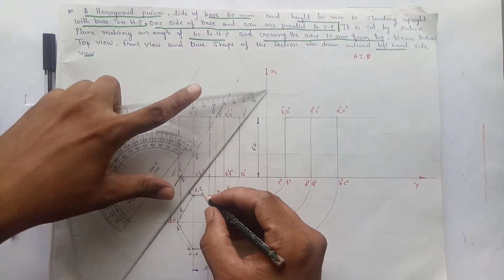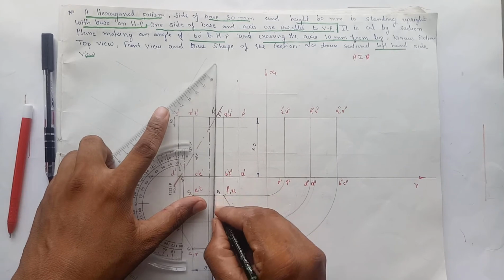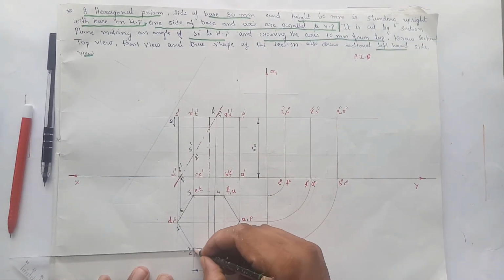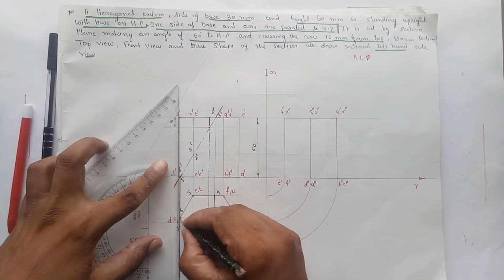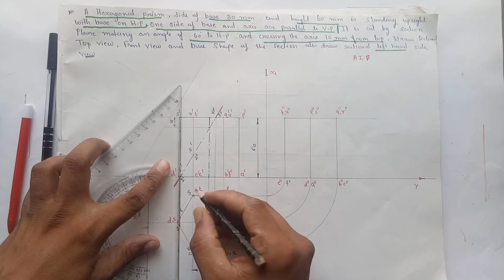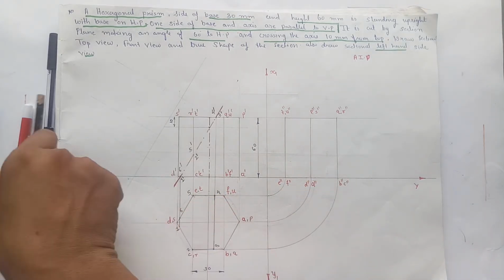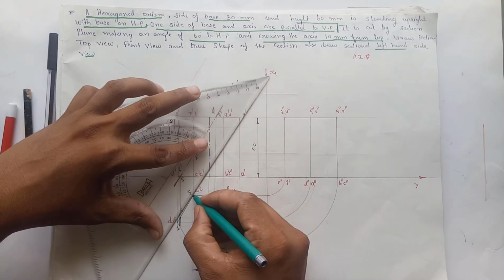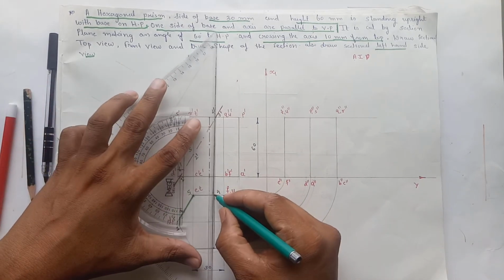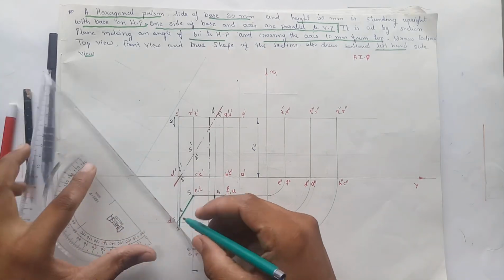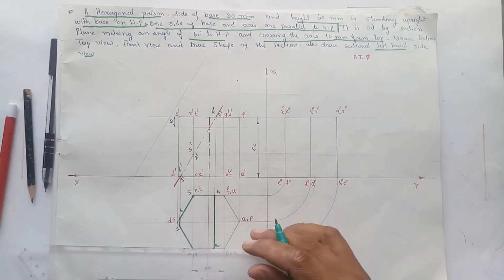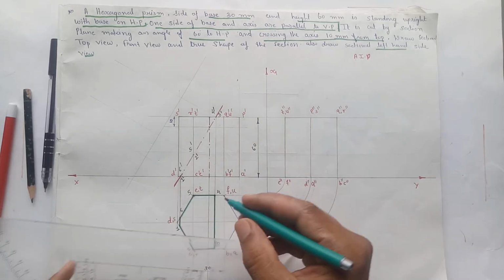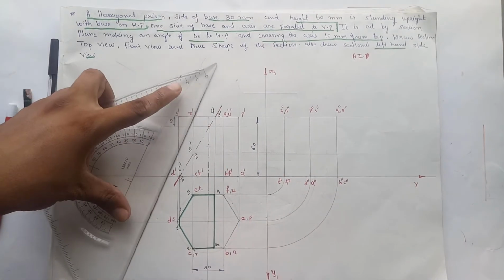Connect this part to show the section in the top view. Let us make it with color so that we can see the section part in the top view. So this will be the section in the top view. Now show the hatching line in the top view.